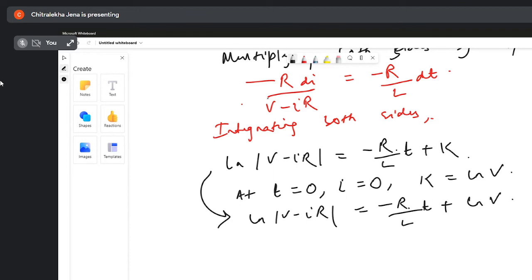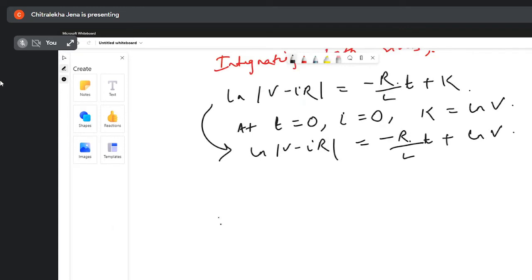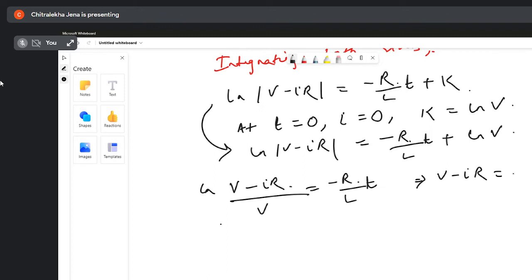Okay. Understood? So here I can write down ln of V minus IR divided by V is equal to minus R by L into T, or this implies V minus IR is equal to V e to the power minus R by L into T. Okay, or this implies I is equal to how much? V divided by R, 1 minus e to the power minus R by L into T.